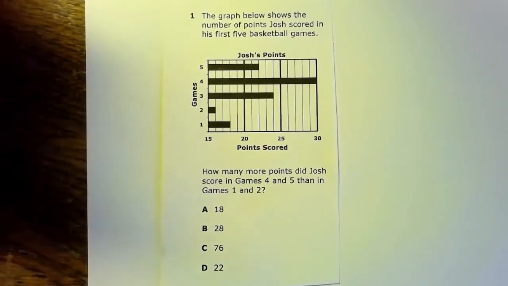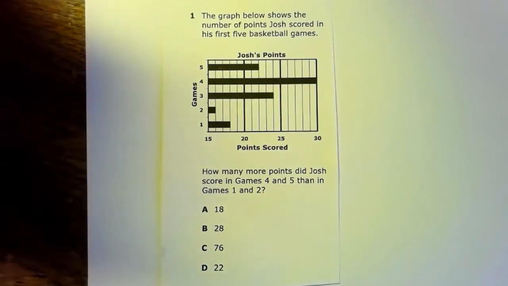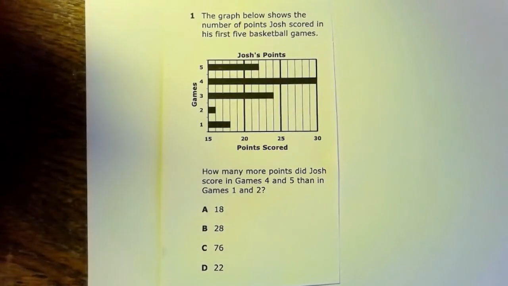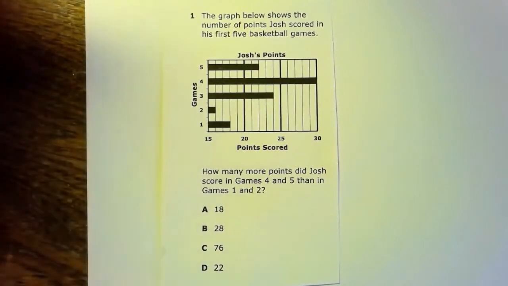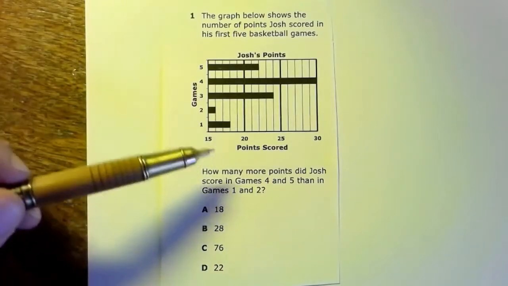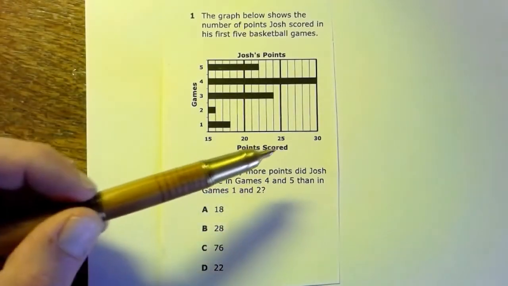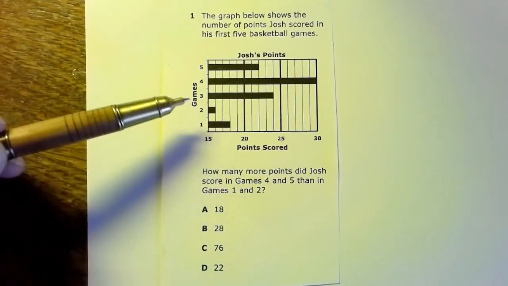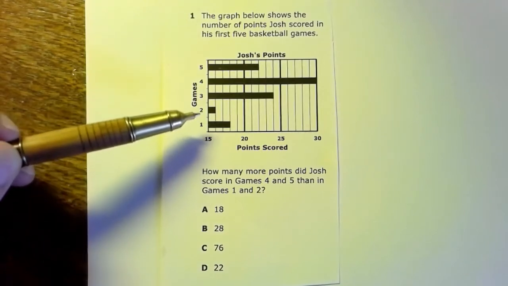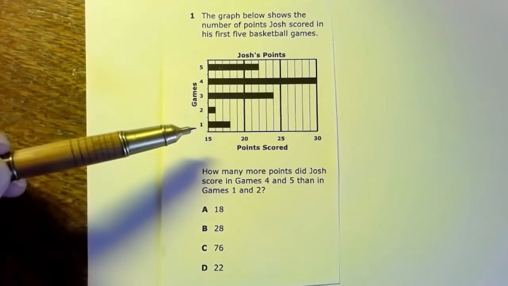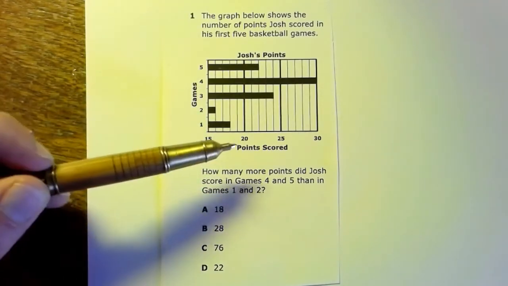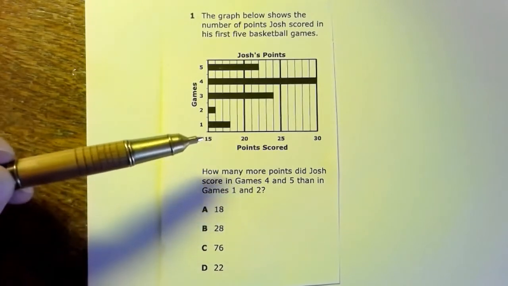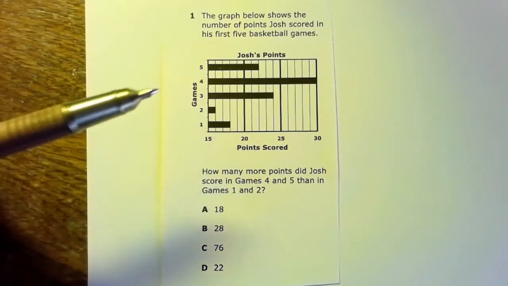As you can see here, I have a question. The graph below shows the number of points Josh scored in the first 5 basketball games. I have my x-axis that runs across the bottom, and that's my points scored. Then I have the games, and this is my y-axis, just like a coordinate plane. X runs horizontal, Y runs vertical.